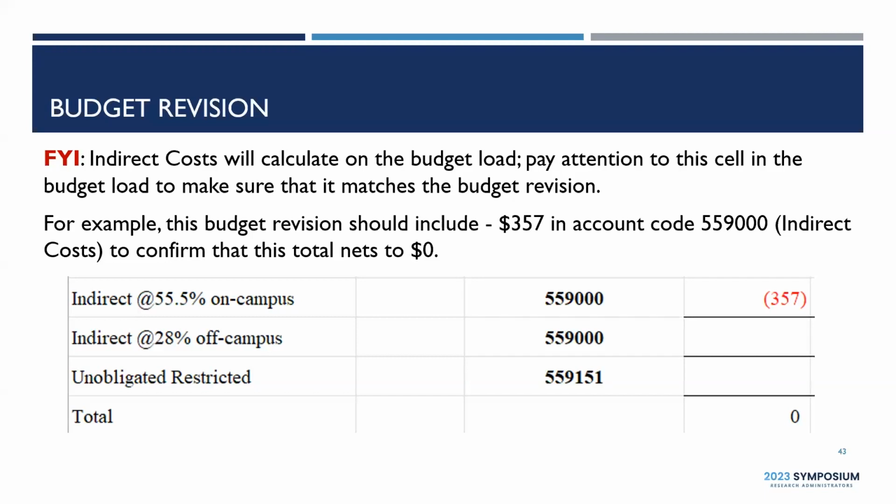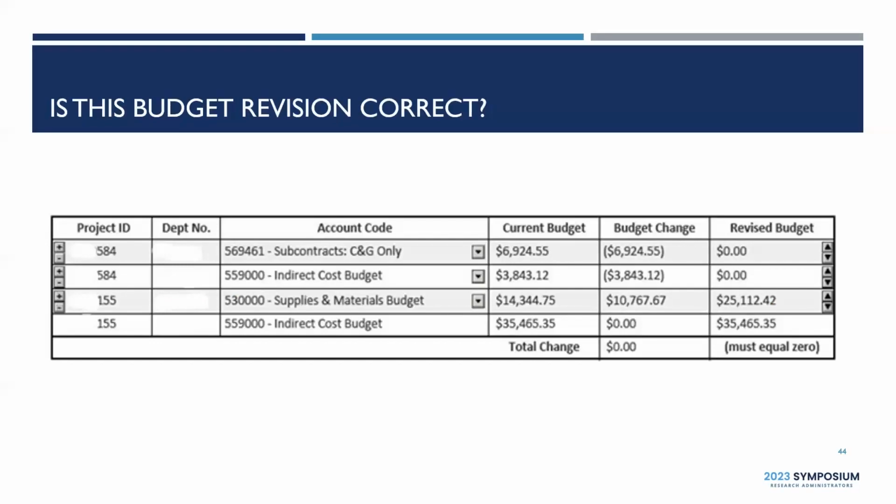For example, how you would use this is you would look at the indirect line and make sure that that matches up with your budget revision form. So when it says negative $357, you would want to make sure on your OSP budget revision form, it says you're taking away $357 from that account code.